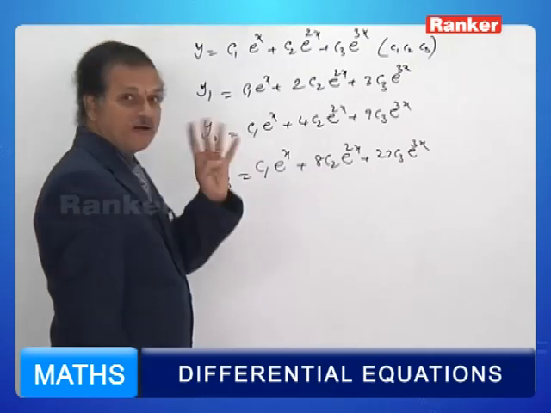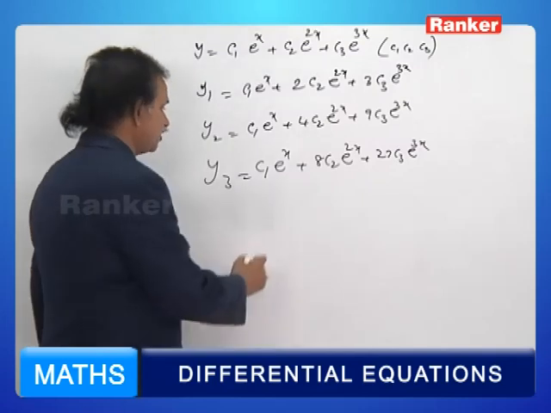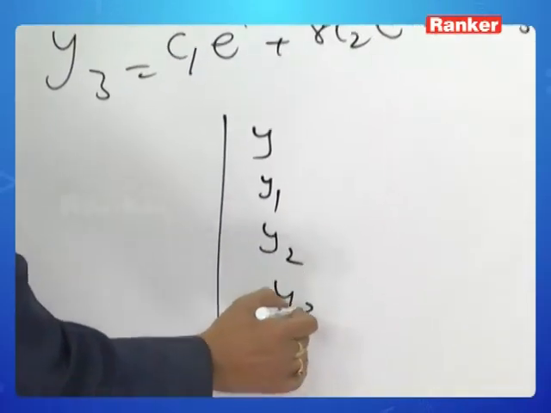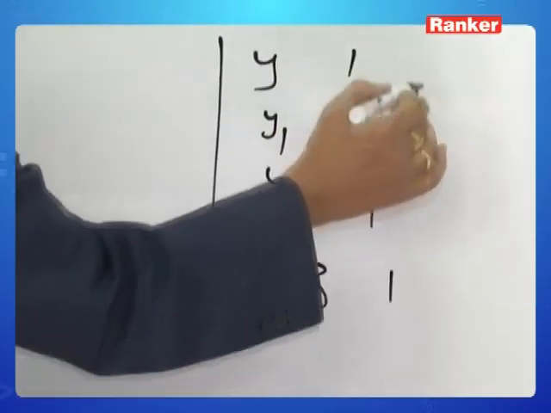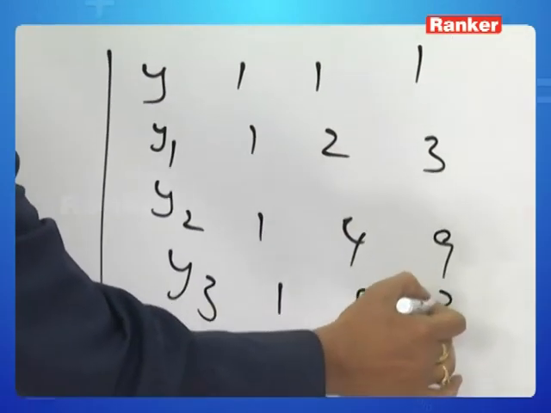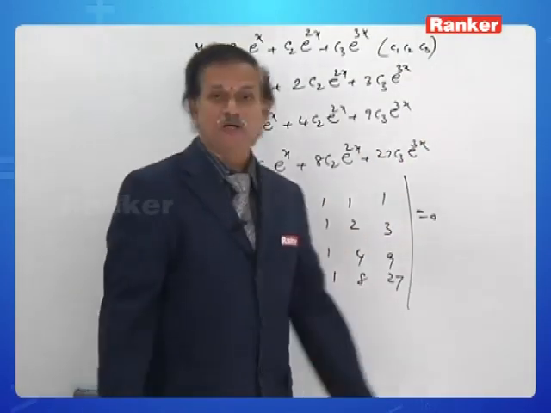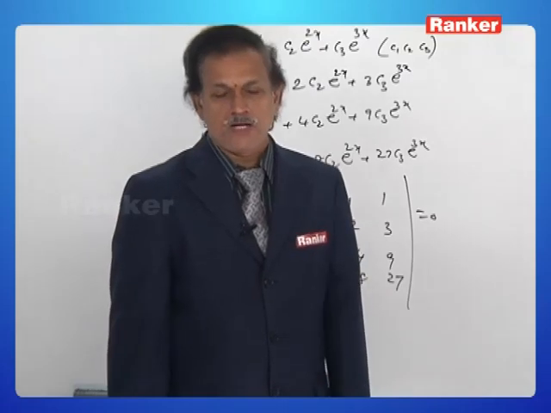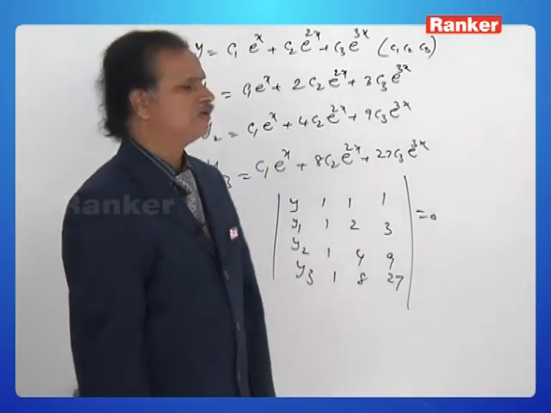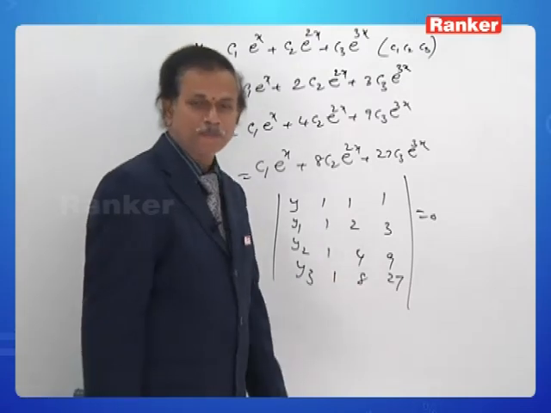Wow! 4 equations are there, you know. By eliminating C1 and C2 and C3, what is the resultant equation? Y, Y1, Y2, Y3; 1, 1, 1, 1; 1, 2, 4, 8; 1, 3, 9, 27. And it is not an easy matter to find the determinant of this 4 by 4 matrix. It's not impossible. It's not so easy, isn't it? Of course, by using some row operations or column operations, it can be reduced, you see.